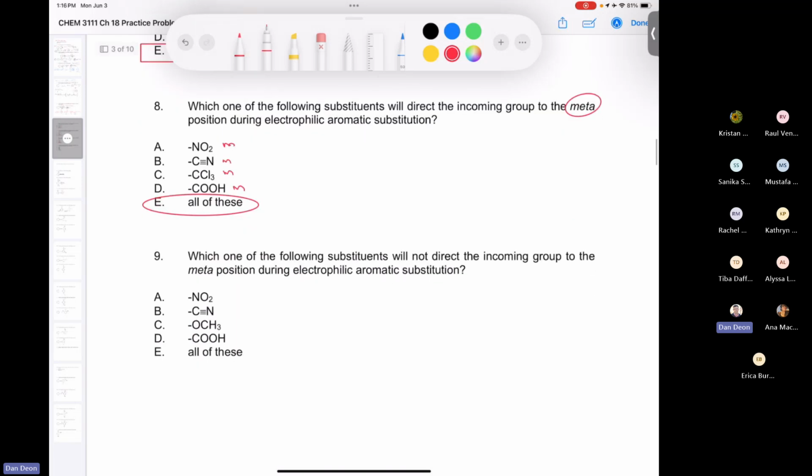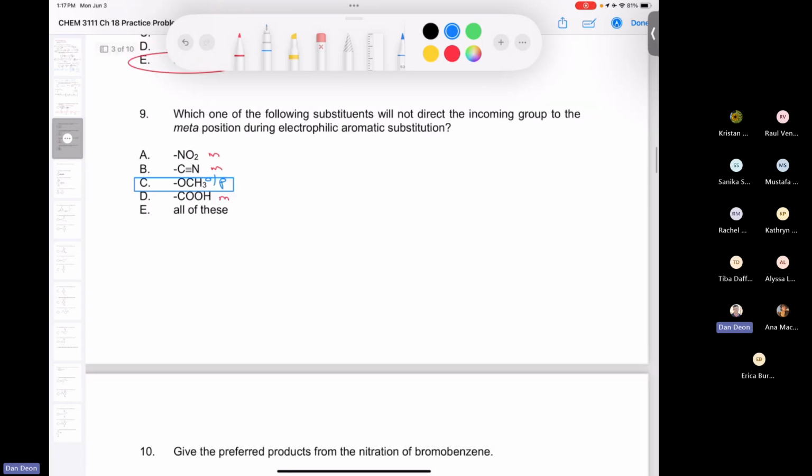Number 9, which of the following substituents will not direct to the meta position? So we already went over most of these. This will direct to meta. The nitrile directs to meta. The alkoxy group will direct to ortho-para, and the carboxyl group will direct to meta. And so the answer is going to be C. It's the only one that won't direct to the meta position. So the answer to that one is C.